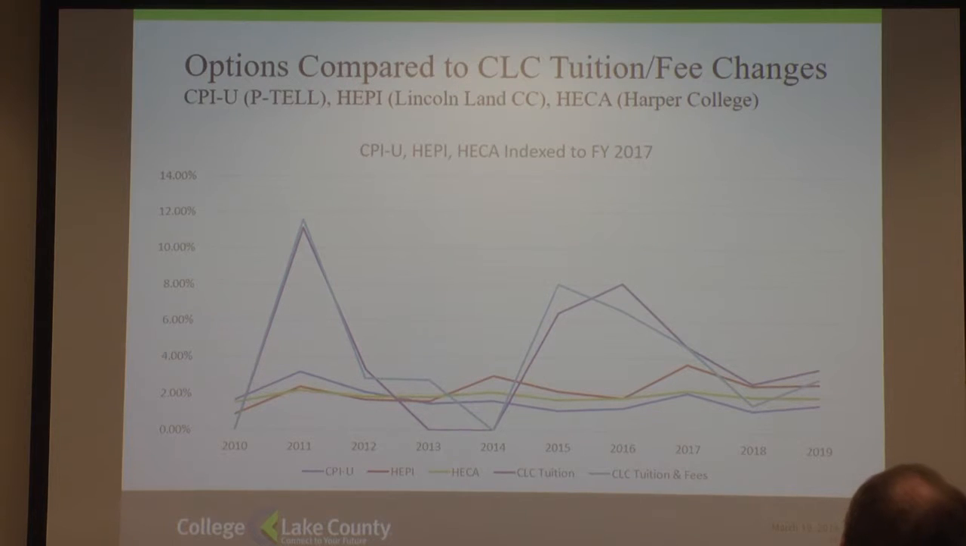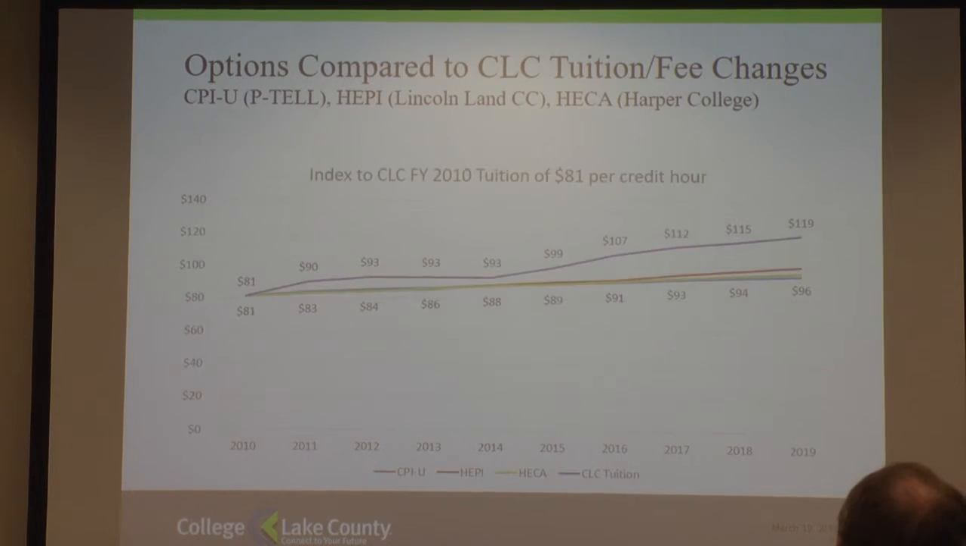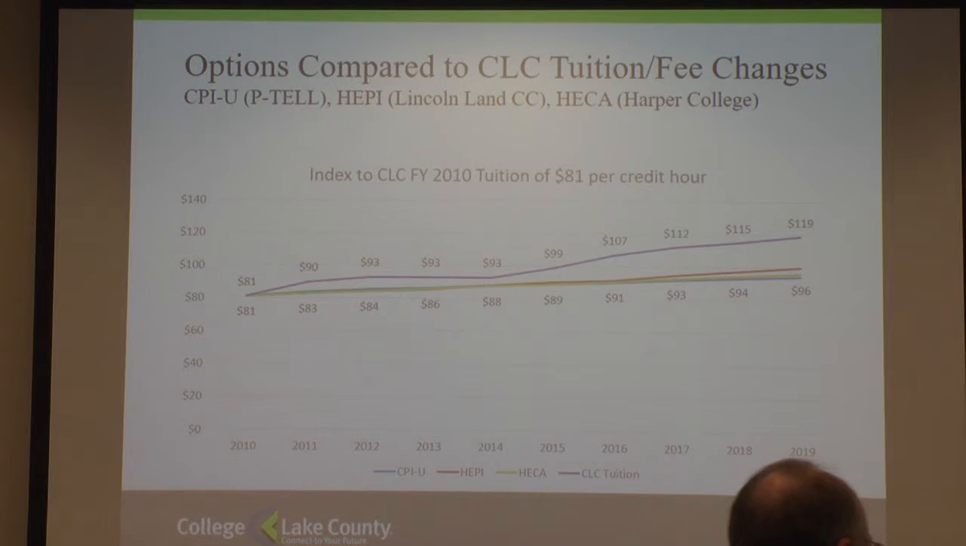We did get a trustee request to look at how the data would look. So I converted all that information to a 2010 base year, with the CLC tuition being the purple line, and you can see that we would have been above the three indexes that we were comparing our measure to. In this particular presentation, I wasn't able to figure out how to incorporate the Lincoln Land adjustment to the state average because I couldn't get quick access to the state average data that we had keyed off of.